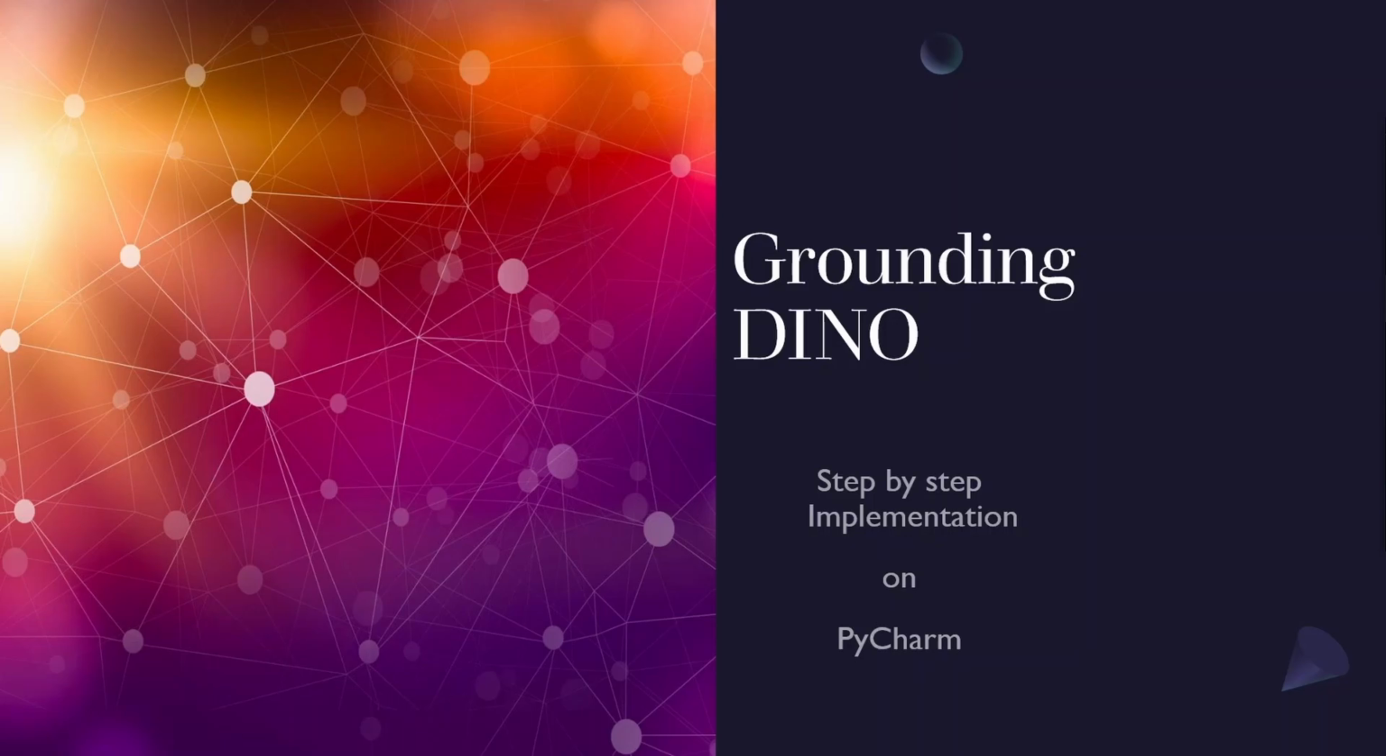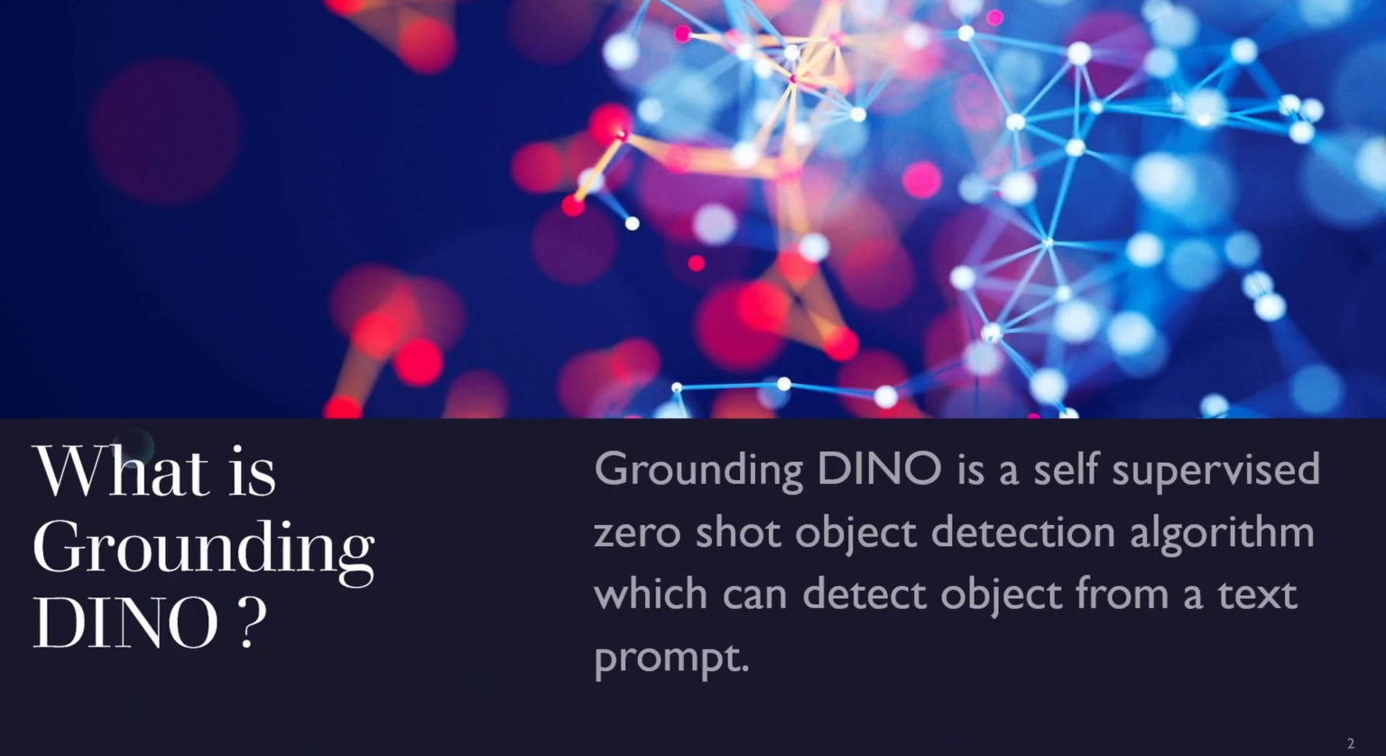Hi guys, today I'll show you GroundingDINO, a latest state-of-the-art zero-shot object detection algorithm, and how you can implement it step by step on PyCharm. Before going into the implementation, we just need to know what GroundingDINO is and how it works. Basically, GroundingDINO is a self-supervised zero-shot object detection algorithm which can detect objects from a text prompt.